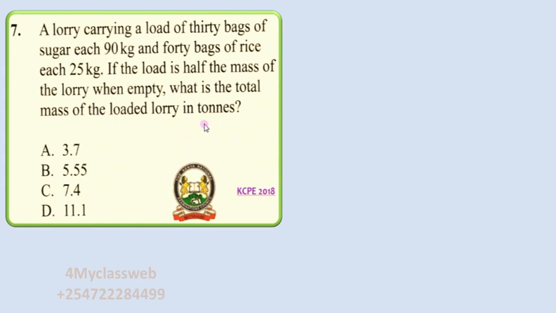In other words, the candidate was first of all supposed to work out the weight of the load, and then from the weight of the load, convert that to the weight of the lorry. We use the weight of the load to get the weight of the lorry, which we are told is twice the weight or the mass of the load.